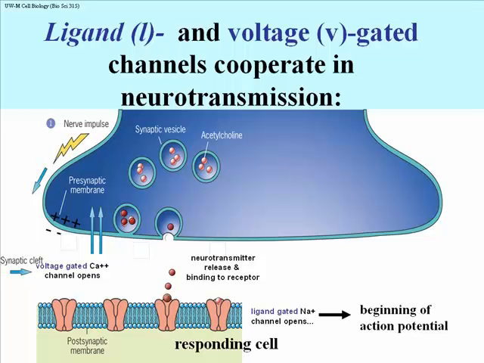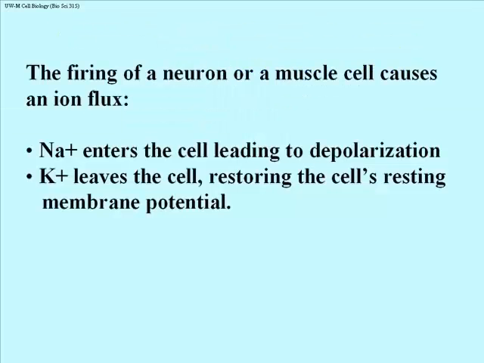And then the neurotransmitter itself is a ligand binding to a responding cell neurotransmitter receptor, which is in fact the sodium channel that opens to allow sodium to rush into the responding cell and initiate the action potential. So to summarize, the firing of a neuron, or for that matter a muscle cell, or any cell that is responding to a nerve innervation, causes ion fluxes. Sodium enters the cell, that leads to depolarization, that leads to the beginning of an action potential. Potassium leaves the cell, restoring the cell's membrane potential.